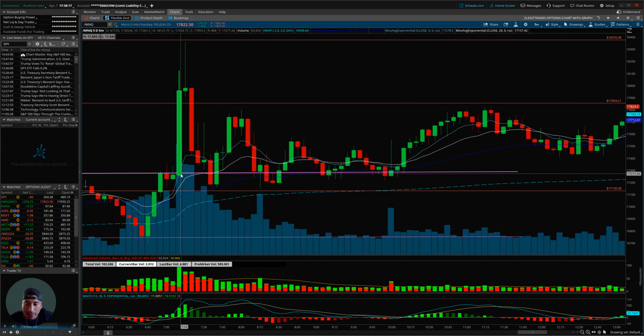And the following candle was an insane candle, a candle that I've never really seen when there was no news. There was no news on this candlestick. It shot up over 700 points.